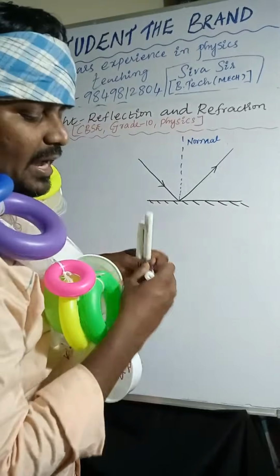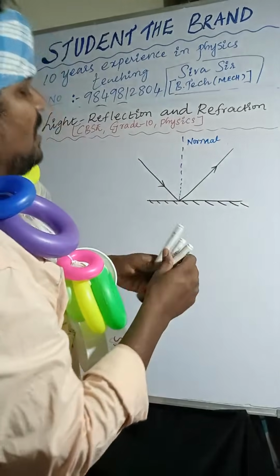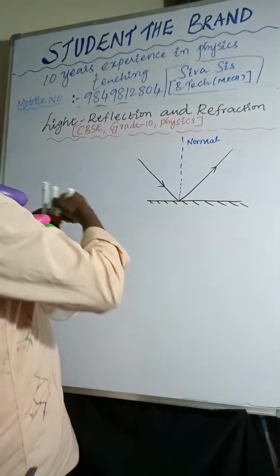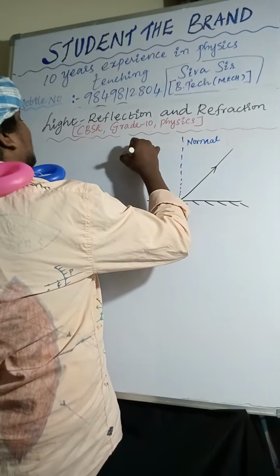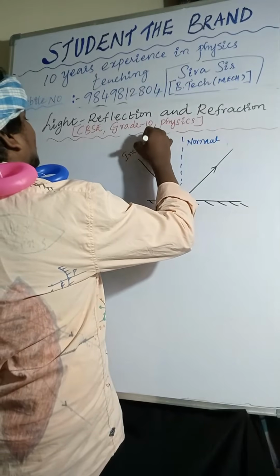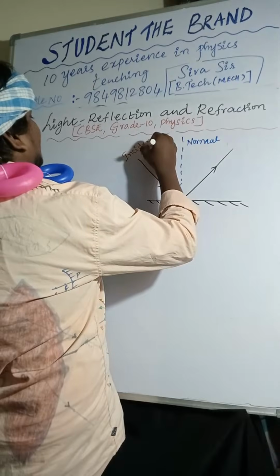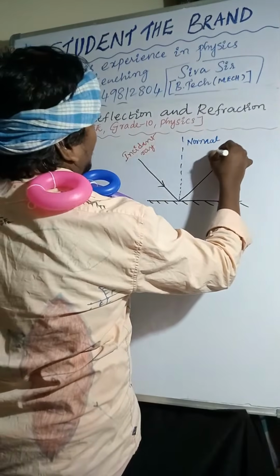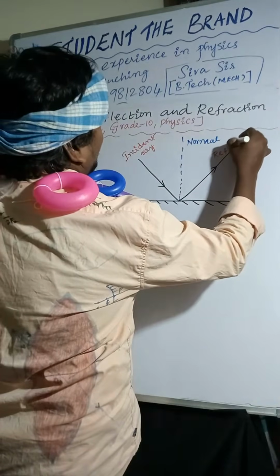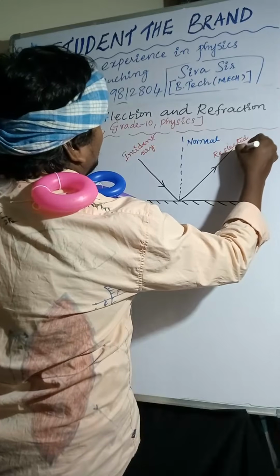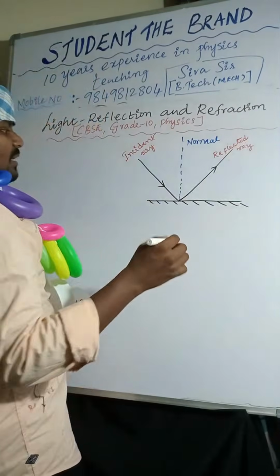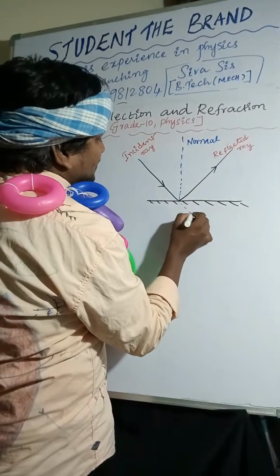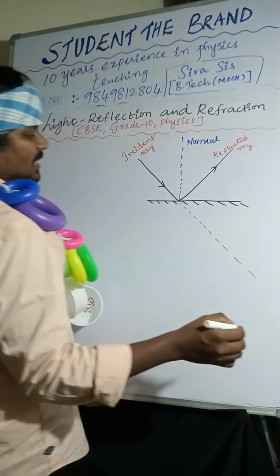The light which is incident on the surface is called the incident ray. The light which is reflecting back is called the reflected ray. The undeviated line is the line along the original direction of the incident ray.